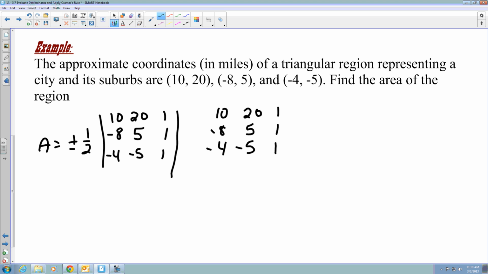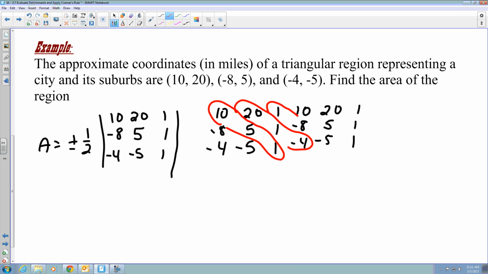And I'm just going to repeat this so I can use my products and add them together. So I'm going to go 10, 20, 1, negative 8, 5, 1, and negative 4, negative 5, 1. So I'm going to circle this one, and this one. So in my parentheses here, I got 5 times 10 times 1, that gives me 50, plus 20 times 1 times negative 4, which gives me a negative 80. And then I have 1 times negative 8 times negative 5, which gives me 40. And then it's minus these values.